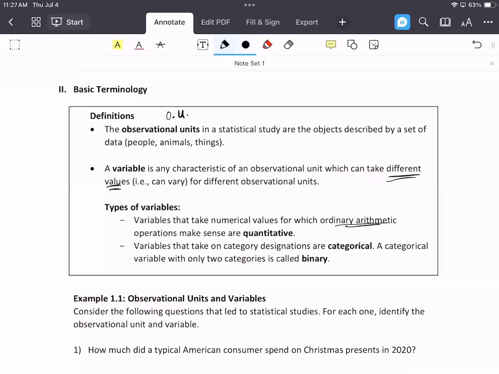I'll talk more about social security numbers in just a moment because we're going to talk about variables that take on category designations, and they're called categorical. If you've taken statistics before, you may have heard that this is also called qualitative. So instead of quantitative, there's also qualitative. In this course, I use categorical. So it can take on different categories. So what do I mean?